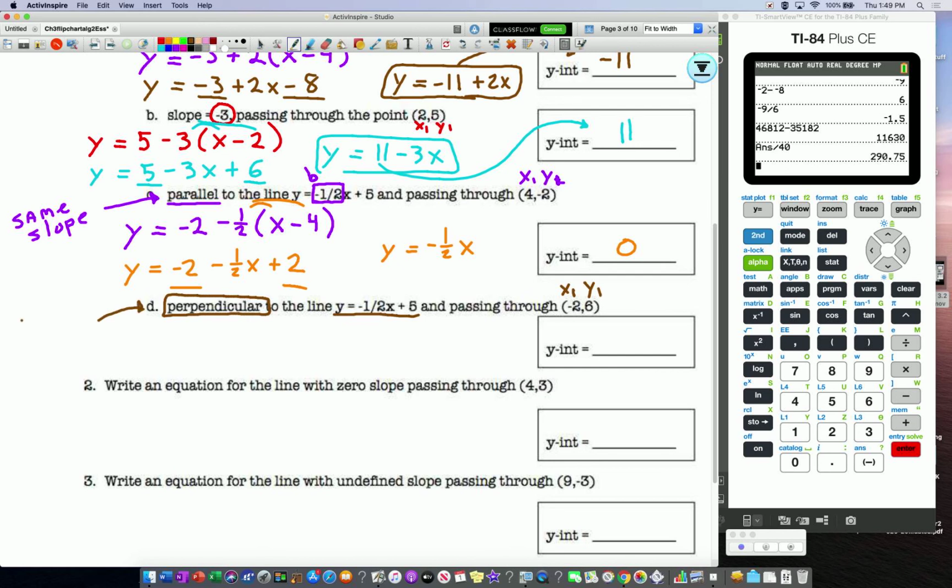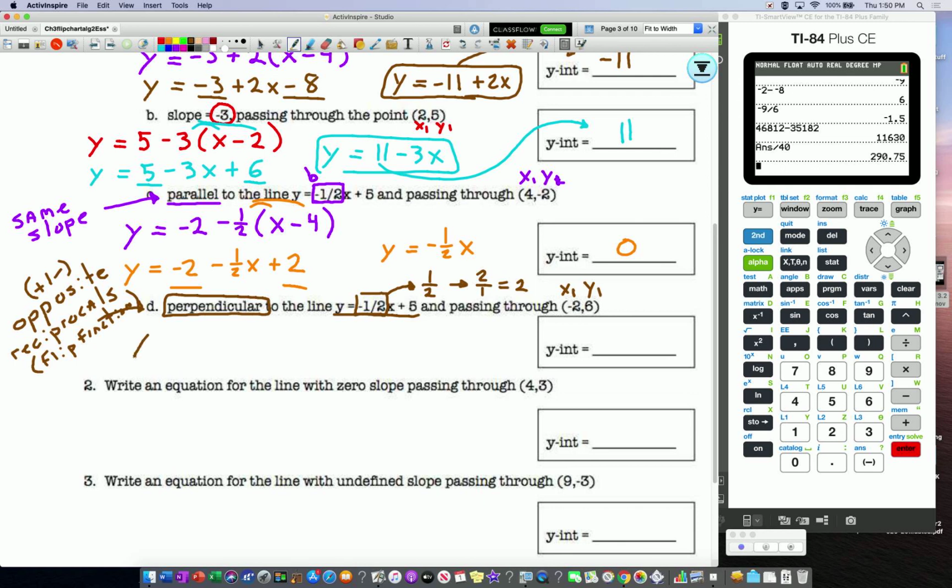Well, if slopes are perpendicular, they make a right angle, and their slopes numerically will be called opposite reciprocals. Opposite means you change the sign. So if it's plus, it becomes minus. If it's minus, it becomes plus. Reciprocal means you flip the fraction. So here's my original slope, negative 1/2. The opposite makes it 1/2. Flipping it makes it 2/1, or the new slope is actually just 2.